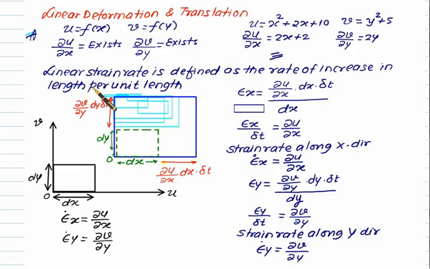Now let's consider the case of linear deformation and translation. This time u is a function of x only and v is a function of y only. u is the velocity along the x direction and is a function of x only, and v, the velocity along the y direction, is a function of y only. Let's say for example we have u equal to x squared plus 2x plus 10. So this time u is a function of x. v is equal to y squared plus 5. So v is a function of y.